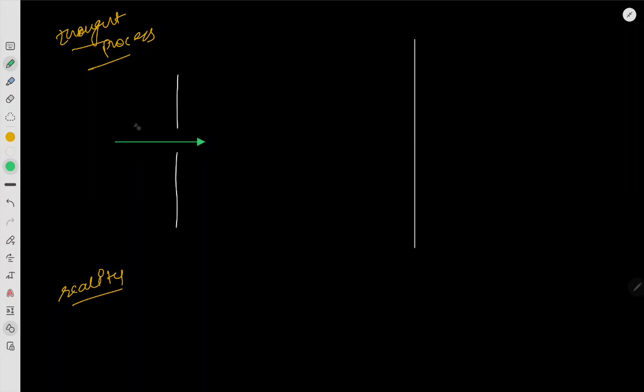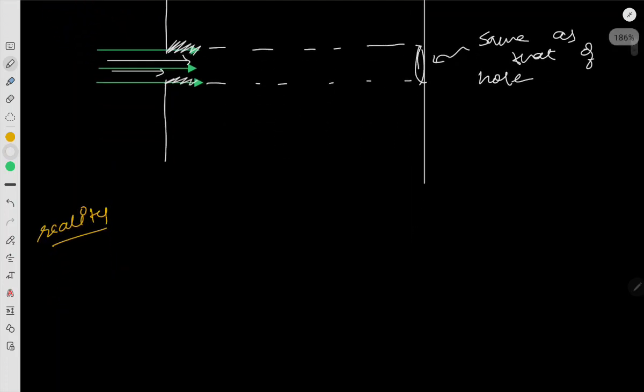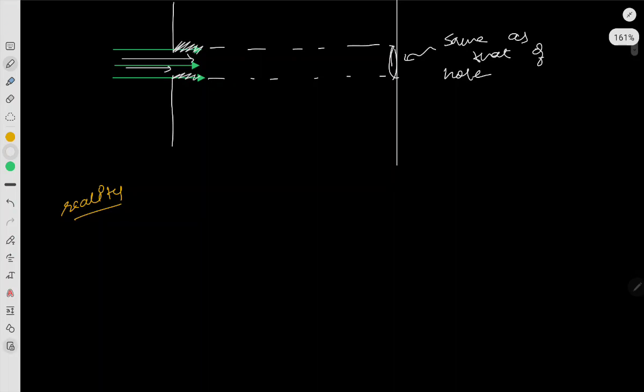And what was found was that the thought process was that all this light should get obstructed over here, and the light in between must only be able to pass, and so there must be a bright spot that is of equal length, same as that of the hole. I'll write over here, same as that. But this is not what happened.